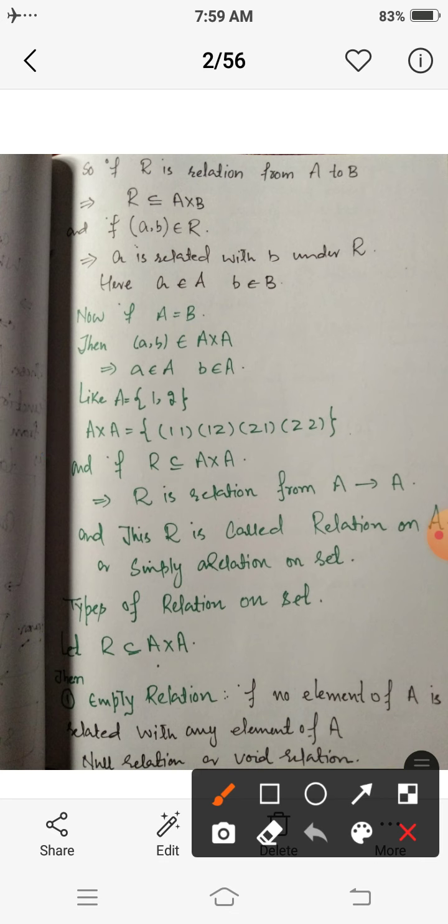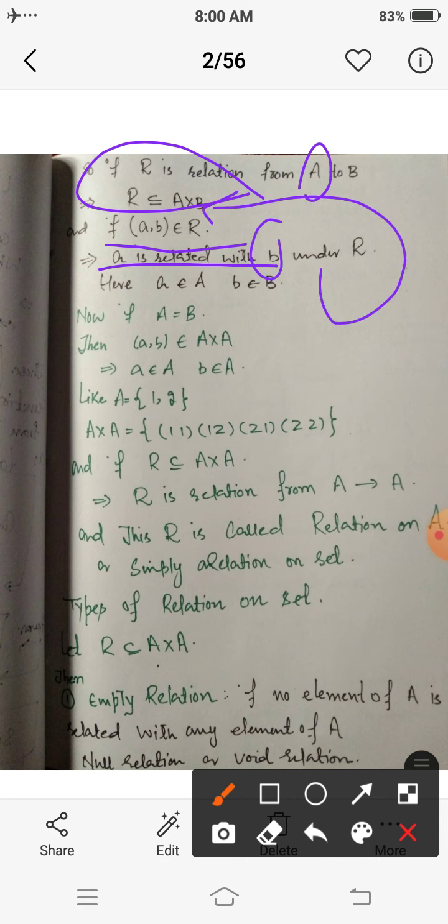So a relation is simply a subset of A cross B. If we have a relation from A to B, then we say that R is a subset of A cross B. If the ordered pair (a, b) belongs to this relation, we say that a is related with b, meaning the element of the first set is related with the element of the second set under this subset R. For this ordered pair (a, b), the first element belongs to set A, and the second belongs to B, that is, b belongs to B.